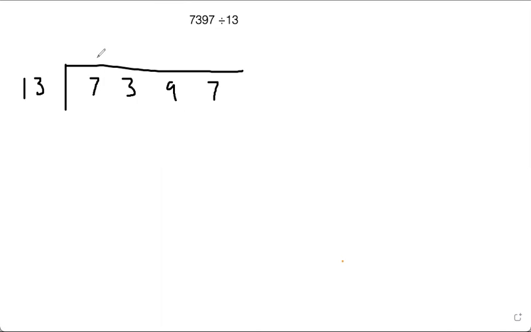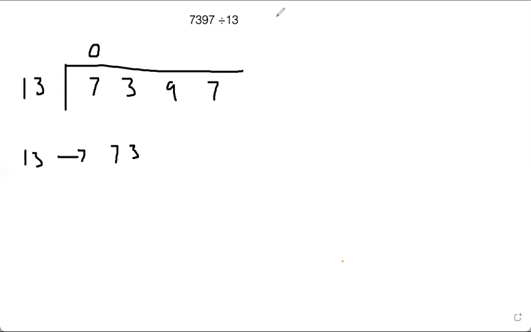Well, we know that 0 13s fit into 7, so we place a 0 above. So now we ask, how many times does 13 go into 73? Now this is something that is somewhat difficult for some of us. So what we can do instead is we can estimate from here. How do we estimate? We estimate by rounding the numbers to the nearest tens, hundreds, or maybe thousands.